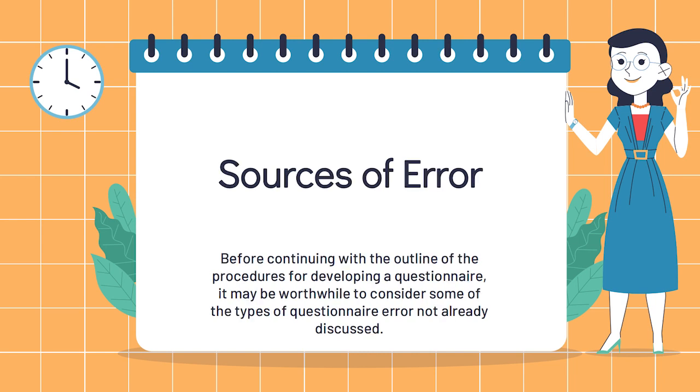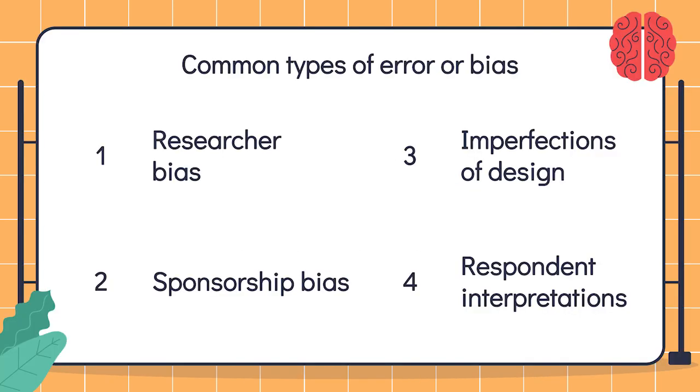Sources of error. Before continuing with the outline of the procedures for developing a questionnaire, it may be worthwhile to consider some of the types of questionnaire error not already discussed. Some of the more common types of error or bias, not all of which are limited to questionnaires, are the following. 1. Researcher bias. In essence, this bias results from the researchers unconsciously developing the questionnaire in a manner that will increase the likelihood of obtaining the desired results.